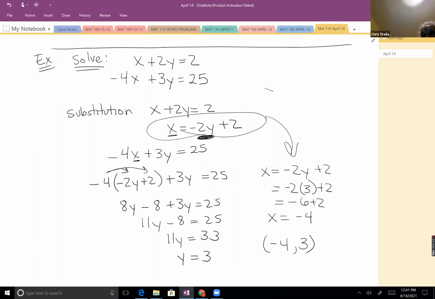Is it all right if we turn the page? Yep. Then next example.